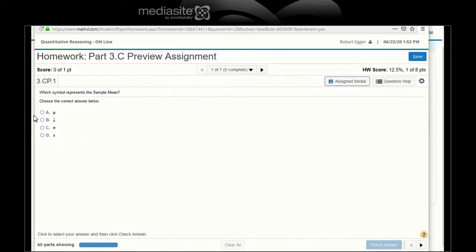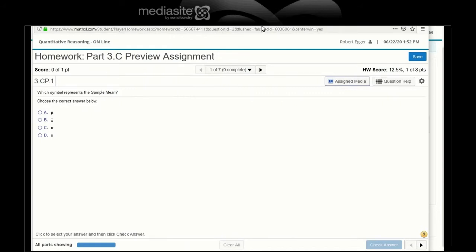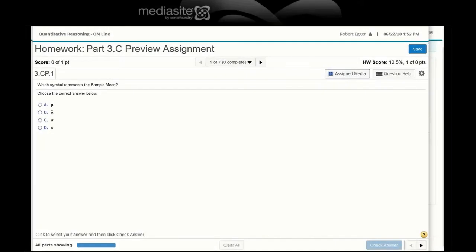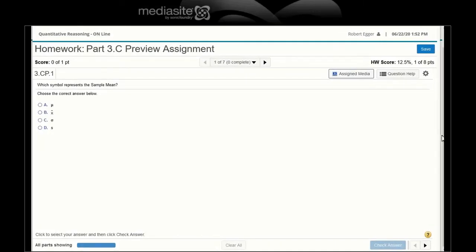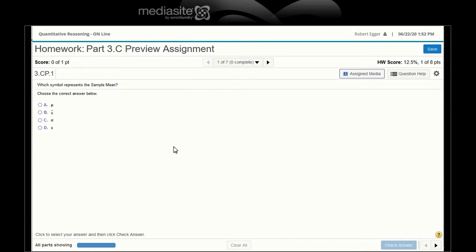Again, give me a second to set it up. Okay. So again, let's find the symbol that represents the sample mean. Again, I'm looking for a sample. Of course, sample means not Greek. So any Greek symbol we can get rid of. A thing we'll look for now is the mean.